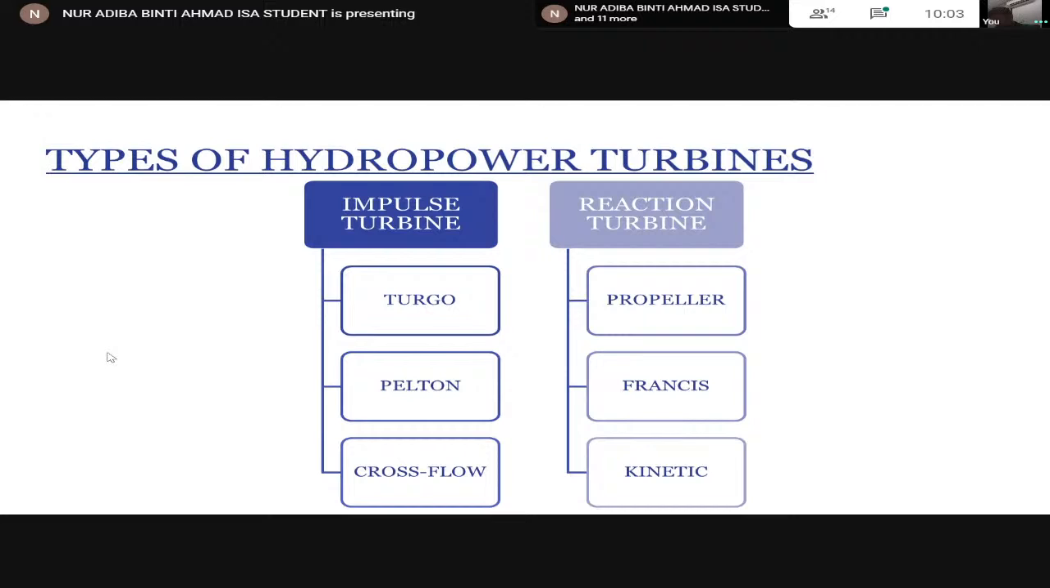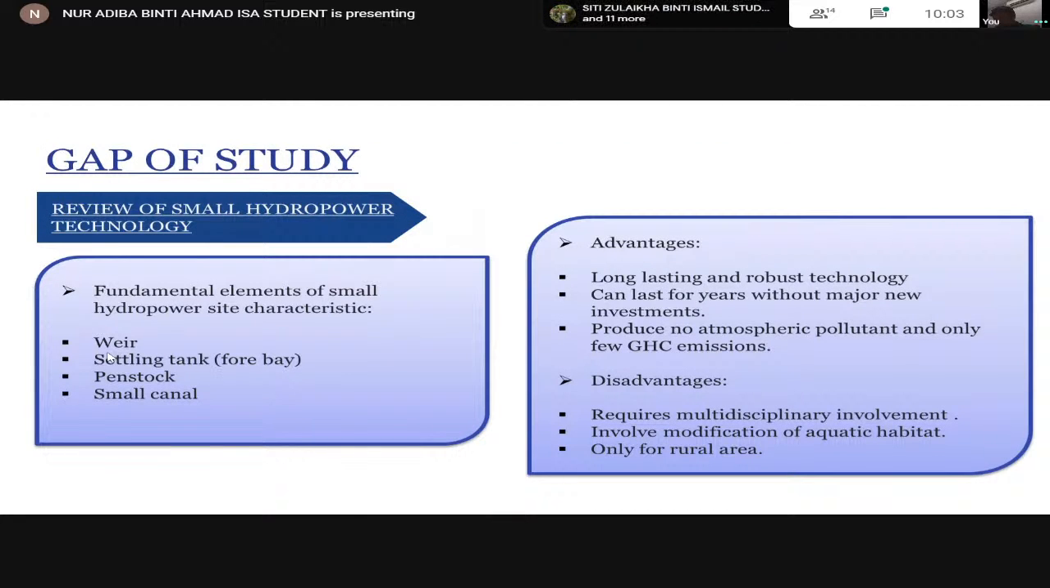In reaction turbine, there are three types of turbine, which are propeller, Francis, and Kaplan. Reaction turbine generates electricity from the combined action of pressure and moving water. And it operates when the runner is fully submerged in water and is enclosed in a pressure casing. So next I will tell about the gap of study. In my gap of study, there are three parts: the design, the advantage or the disadvantage of this research study, and the result or conclusion.